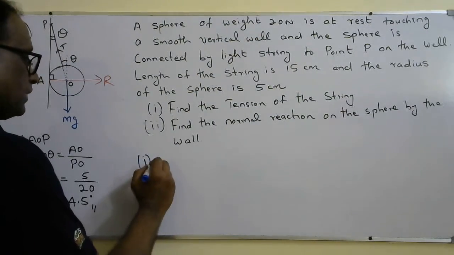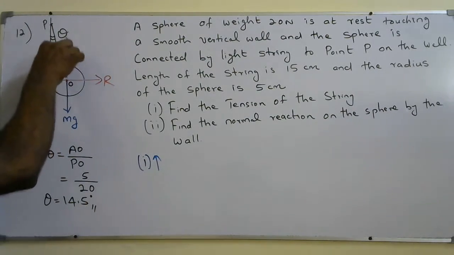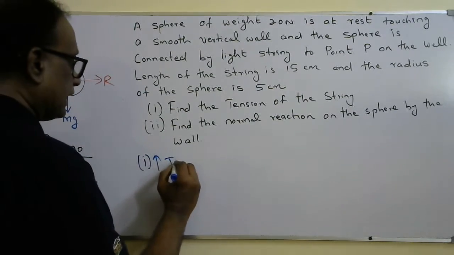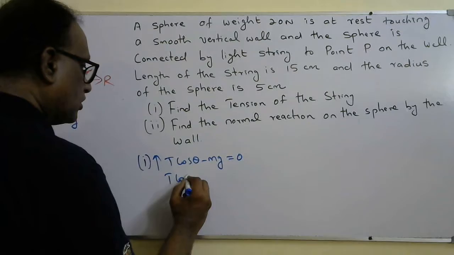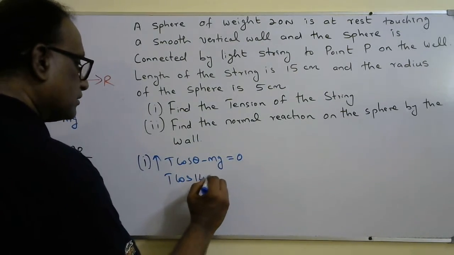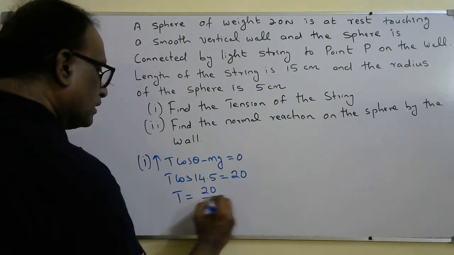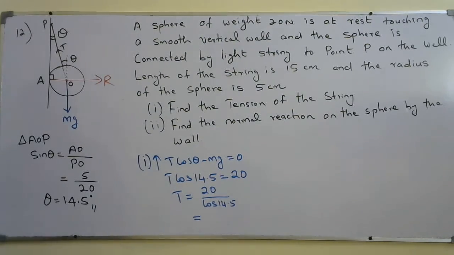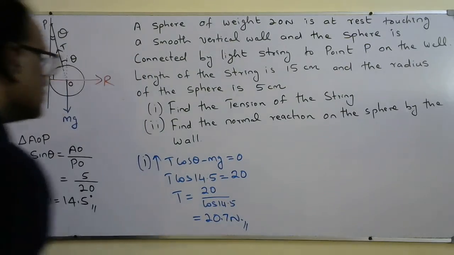First, I can resolve vertically up. T cos theta, because this angle theta is with the vertical line, an alternate angle. T cos theta minus mg equals 0. So T cos 14.5 equals mg, 20. Find T, that is 20 over cos 14.5, which will be equal to 20.7 Newton. So I found the tension.